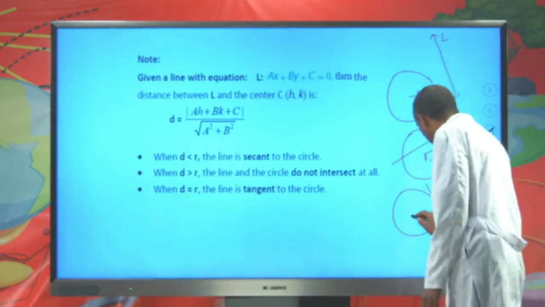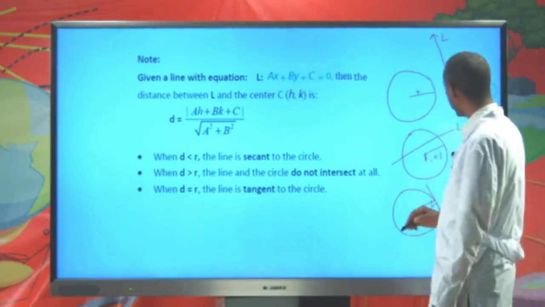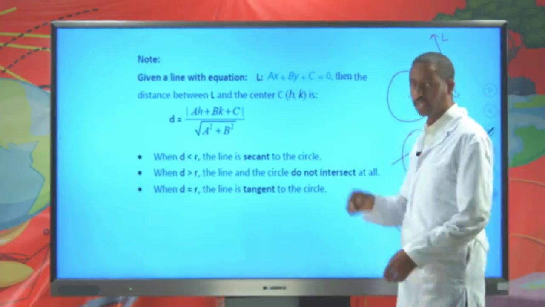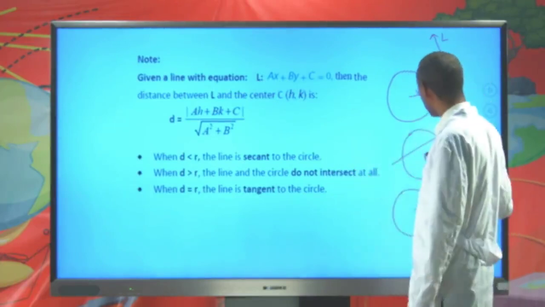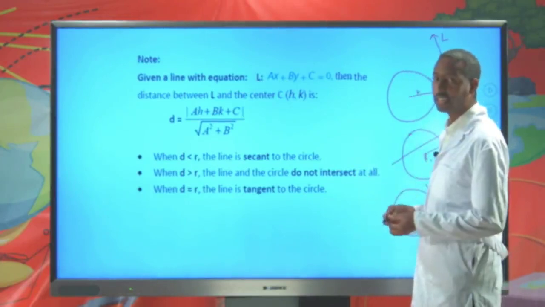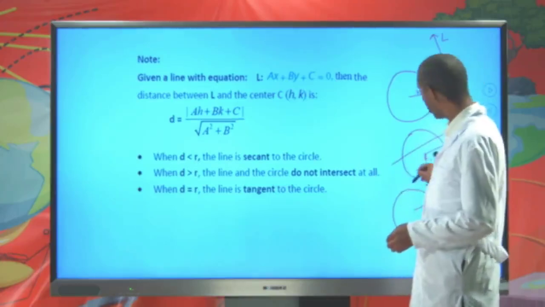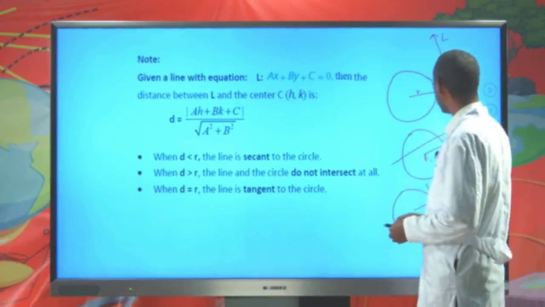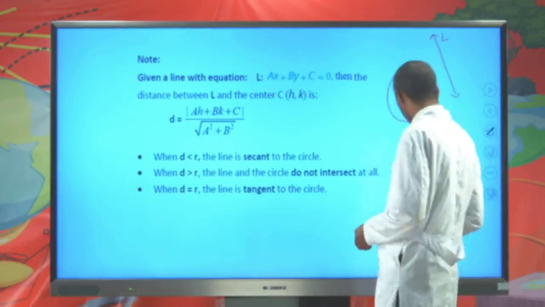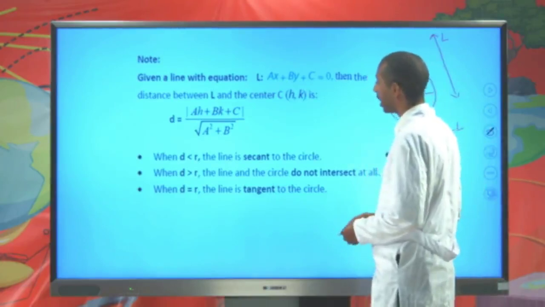So the radius is here. The angle between the radius and the tangent line is 90 degrees, which means the radius and the tangent line are perpendicular. So if we know the gradient of the tangent line, or if we know the gradient or the slope of the radius, we can easily find the slope of the tangent line. Good. So they intersect at a right angle, which is 90 degrees.